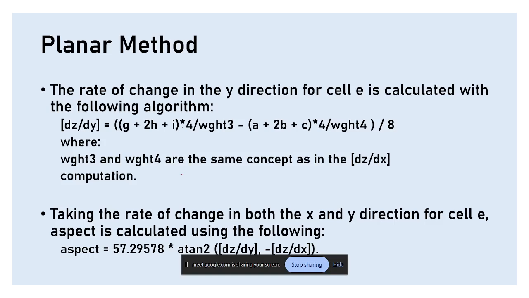Taking the rate of change in both the x and y direction for cell E, aspect is calculated using the following formula, which was like the one that I showed you before, right? First and foremost, you need to determine the rate of change along the x direction. Then you need to determine the rate of change along the y direction, and whatever values you get out of that you will put in this equation that is given here for aspect. From that you will get the aspect for a particular cell. In this particular case, that cell is E. Okay.